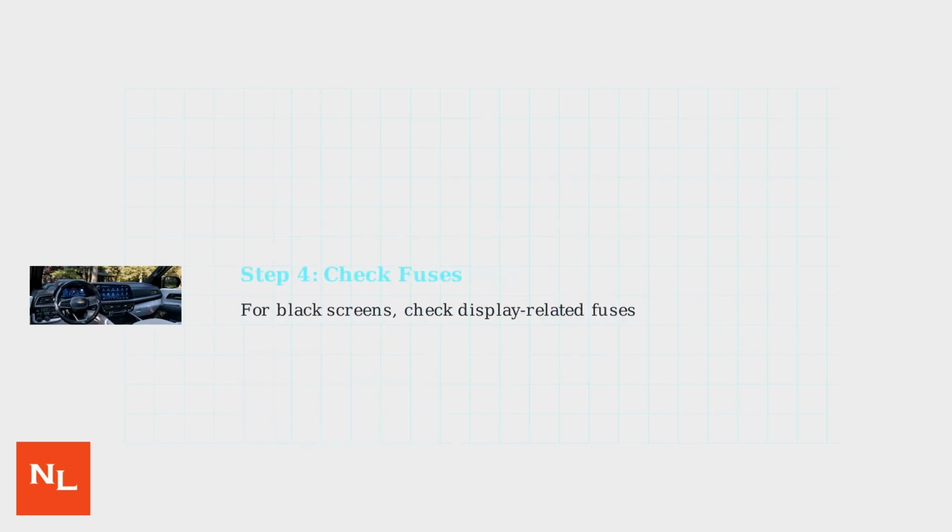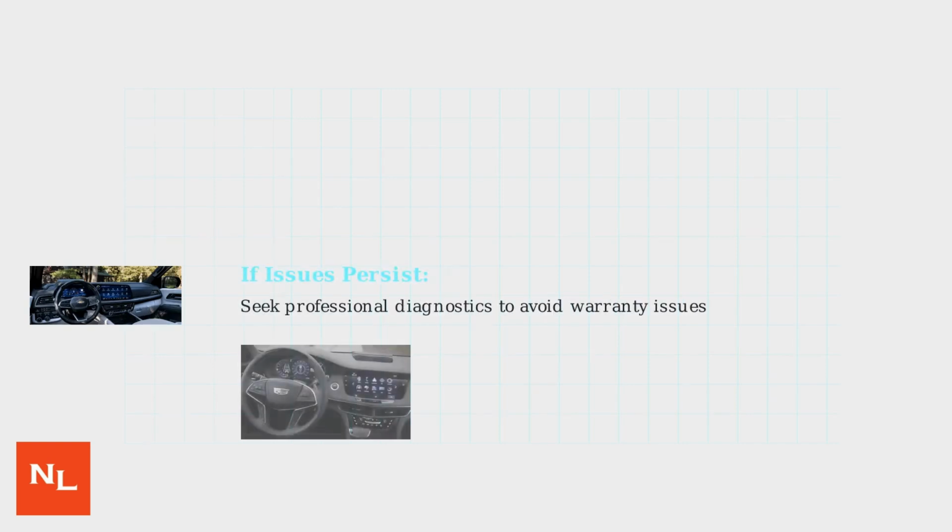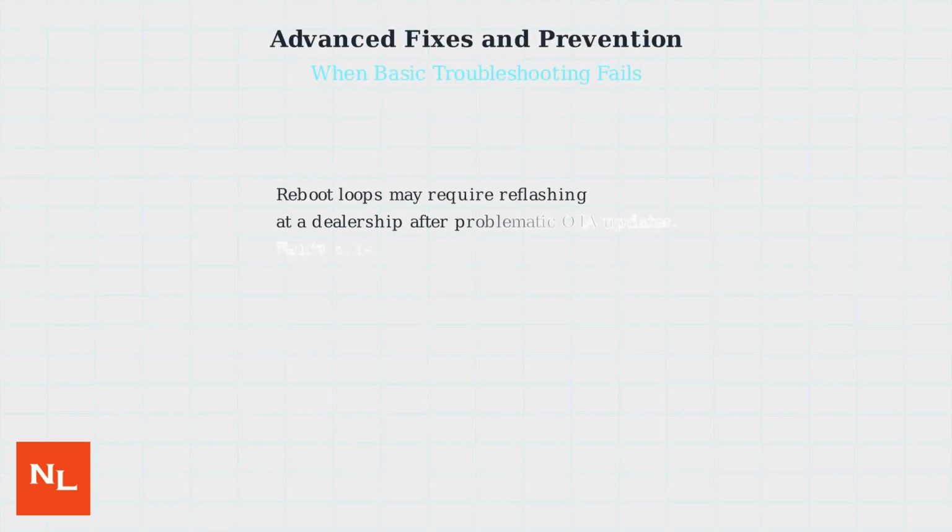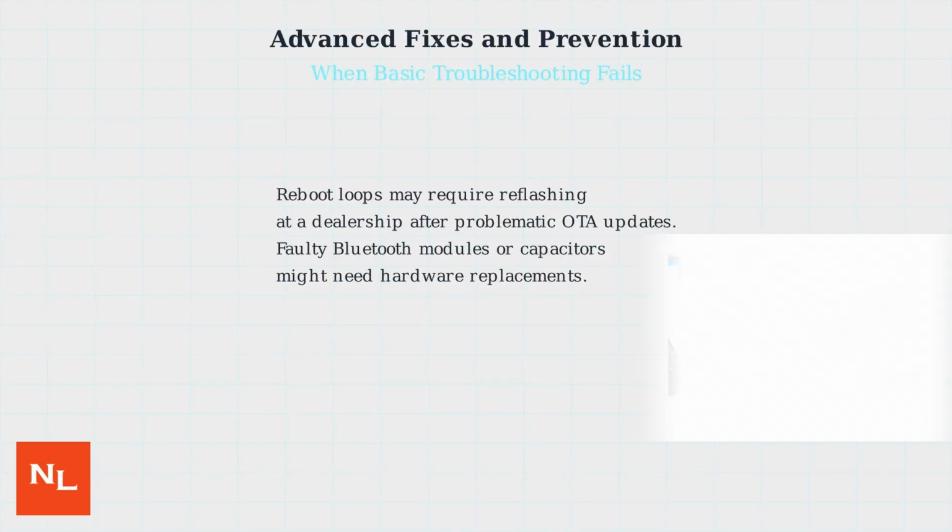For black screens, check fuses related to the display to rule out electrical issues. If issues persist after these steps, professional diagnostics are recommended to avoid voiding warranties. If basic troubleshooting fails, more advanced fixes may be needed.